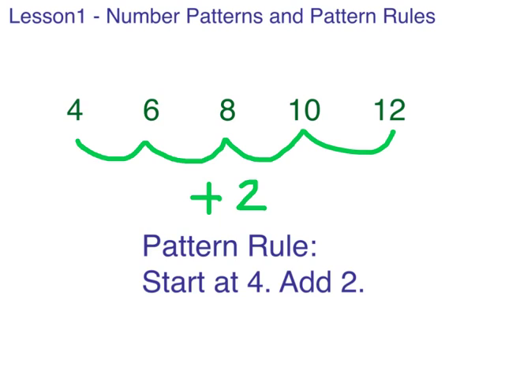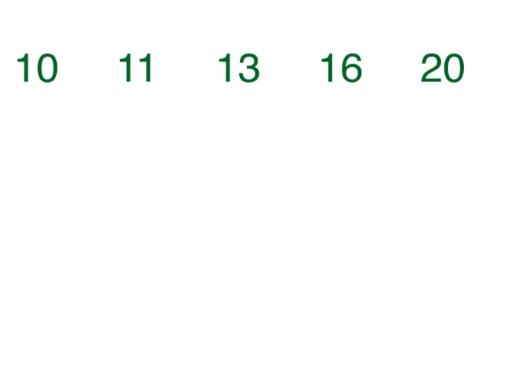So the pattern rule, which tells us how the numbers change for this pattern, says we start at 4 and we add 2. Here's another number pattern. Pause the video for a moment while you try to figure out what the pattern rule is for this new pattern.